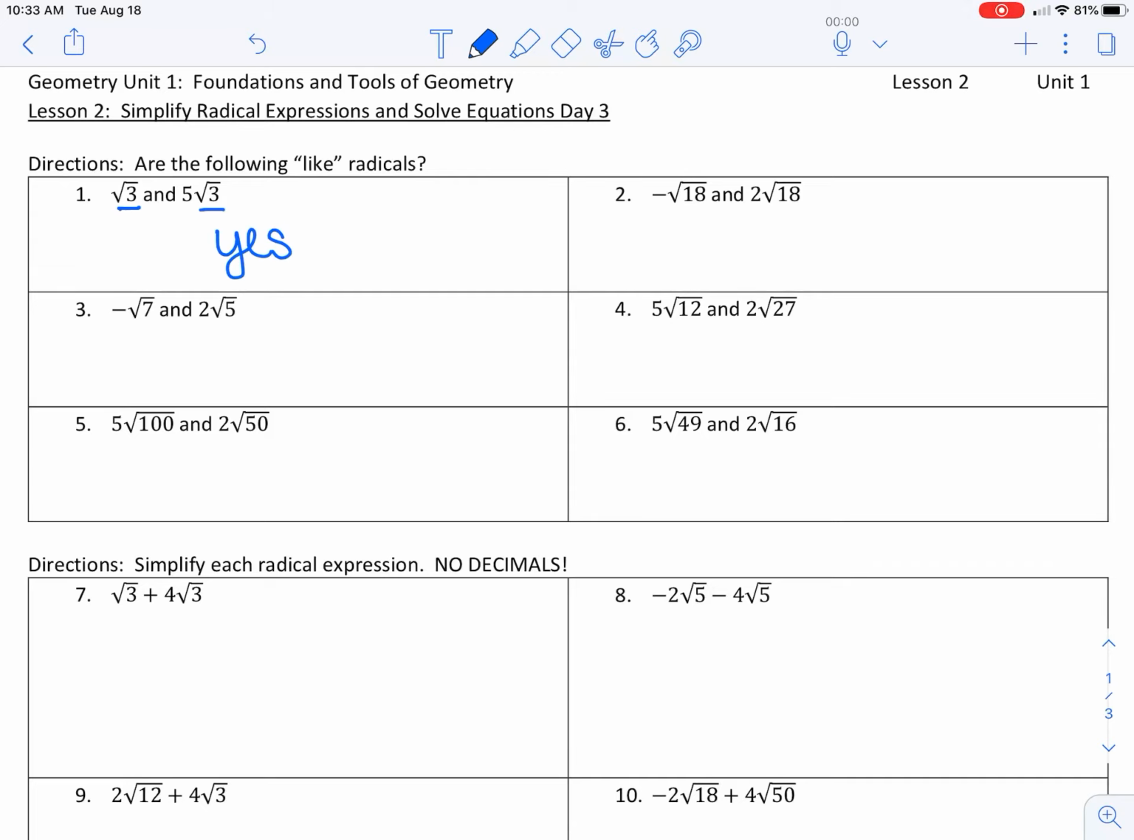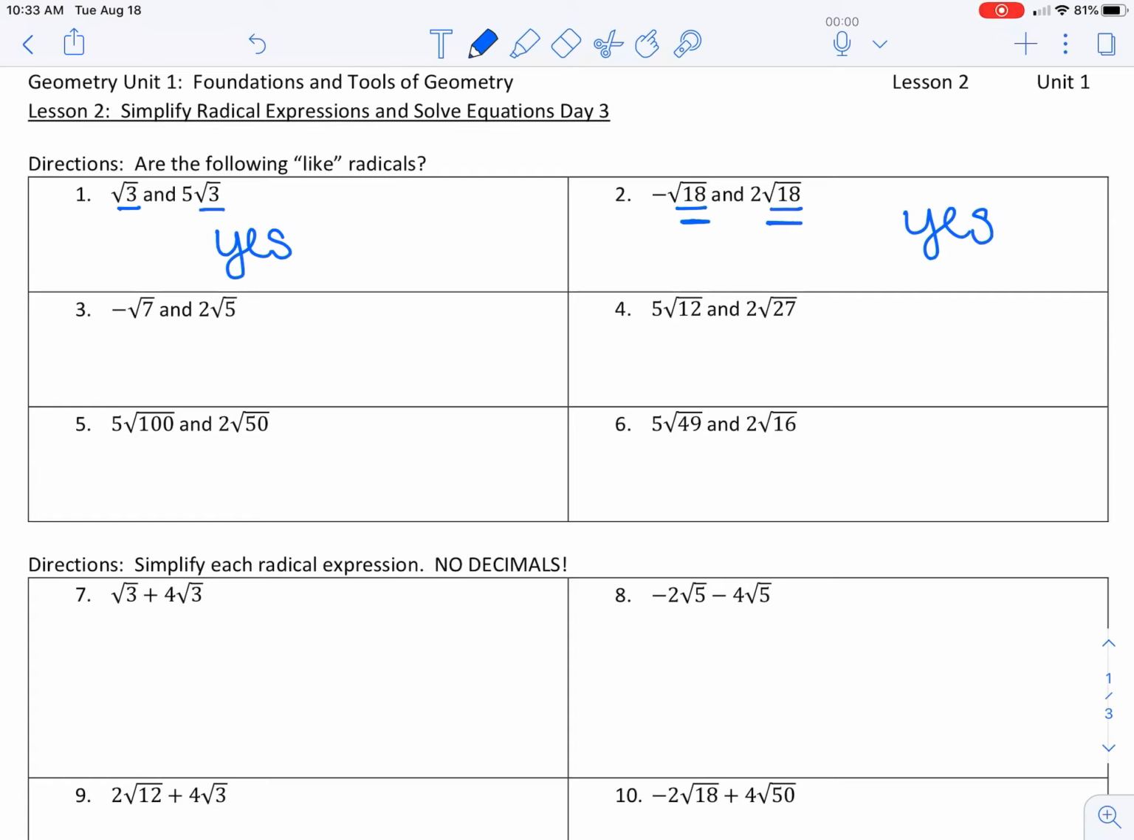So with number 2, if you look underneath the radical sign again, you have 18. Now, we did talk about simplifying radicals, and most of the time we're going to want to look and see if they can be simplified, and 18 technically can, but since 18 is going to break down to the same thing here as it is here, it's still going to be like radicals. So we are going to say, yep, they have the same thing underneath the radical, so they are considered like radicals as well.